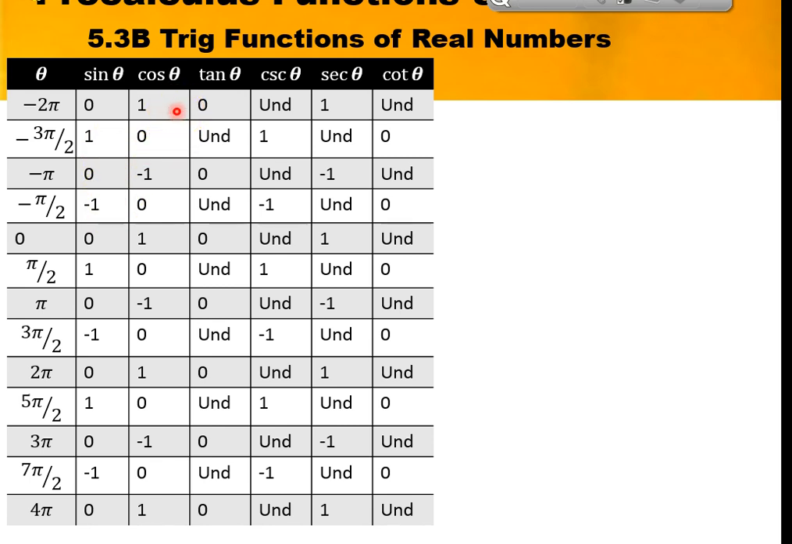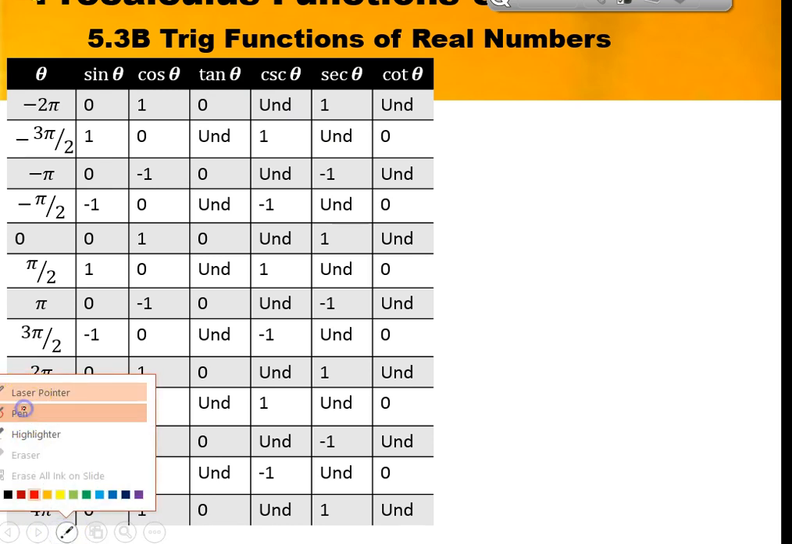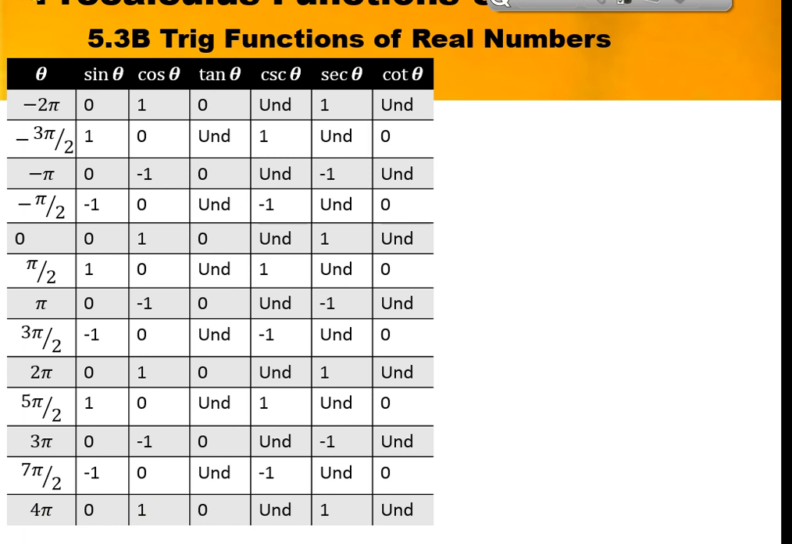So for cosine, every other one is 0, and then alternating 1 and negative 1 also. And then for tangent, it's 0 and then undefined. And then for cosecant, it's undefined and then 1s, alternating 1 or negative 1s. And then the same thing for secant. And then cotangent is, you know, the opposite of tangent, so undefined and then 0. Okay. So I'm going to move to the next slide.